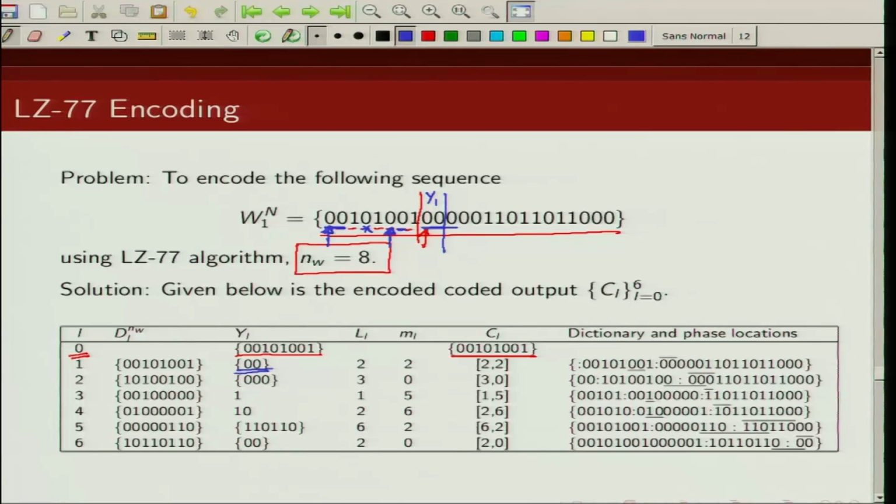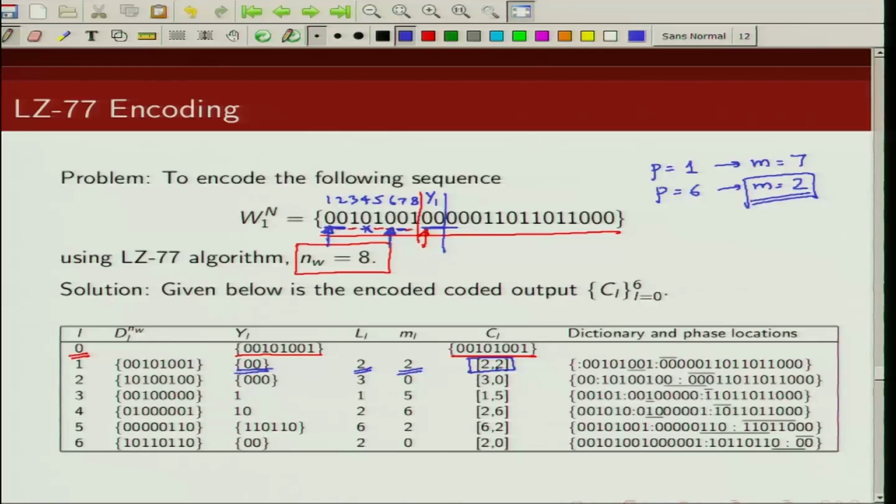Now what is the length of the match? That's 2. Now which are the locations where the match has happened? If I write this as 1, 2, 3, 4, 5, 6, 7, 8, the match has happened at p equal to 1 and at p equal to 6. Correspondingly m is nw minus p, which is 7, and in this case it is 2. Since this is smaller, I am taking this m. So that is my m. Then my code word consists of this length of 2 and the location, which is denoted by this 2.